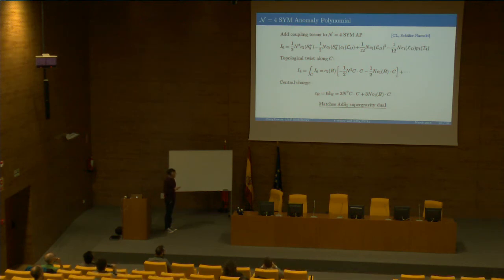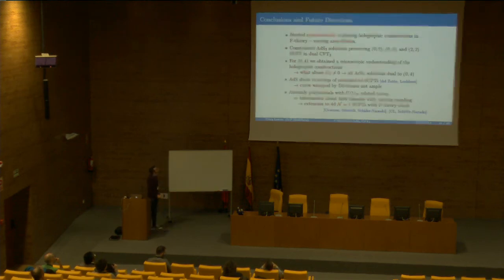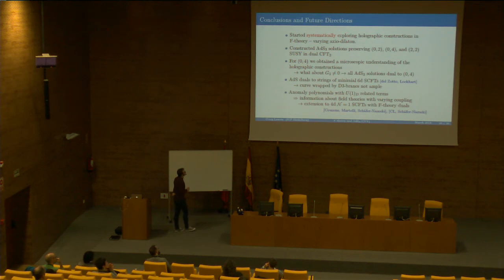Okay, so let me conclude very quickly. What we wanted to do was start exploring supergravity backgrounds with varying axiodilaton, which we call AdS solutions of F-theory. And we constructed AdS3 solutions. They preserve (0,2), (0,4), and (2,2). For the general (0,2), of course, we know how to solve this complicated equation, but we can solve it in special cases, and we can solve the (0,4) always. And the (2,2), it turns out, has no compact solutions. We really have a microscopic understanding for the (0,4) theory, which is as the world volume theory of these strings in F-theory.